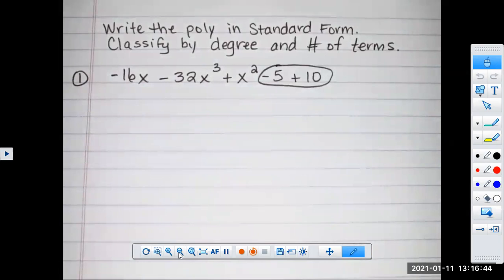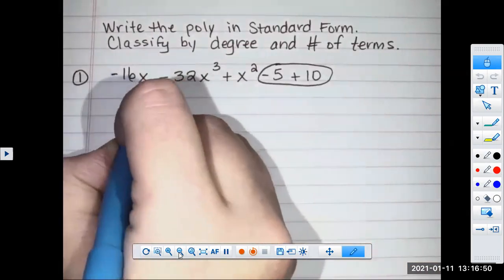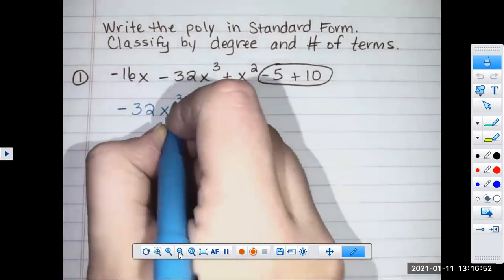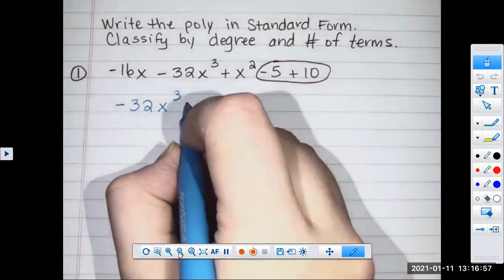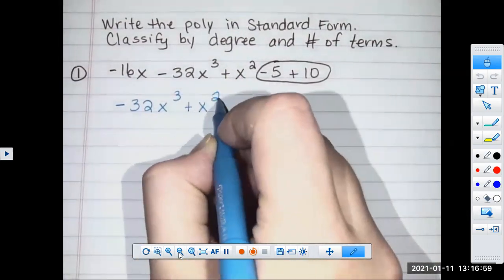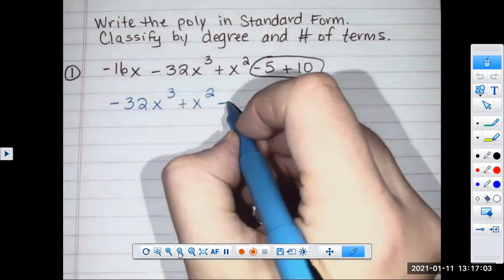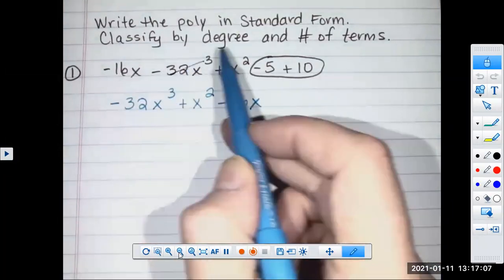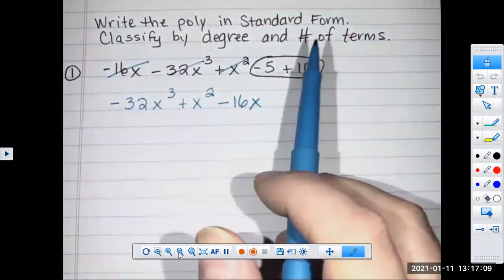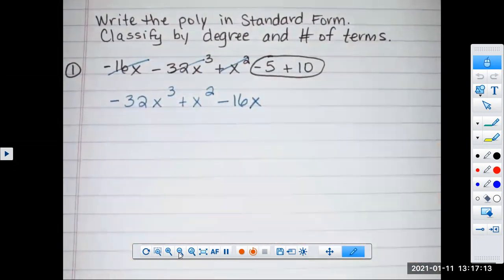So if we write this in standard form, tell me what goes first. Good. Negative 32x cubed. What comes next? Plus x squared. Good. Minus 16x. And you can just mark through them if you want to, as you go. And then, of course, constants go at the end. So what do you put here?